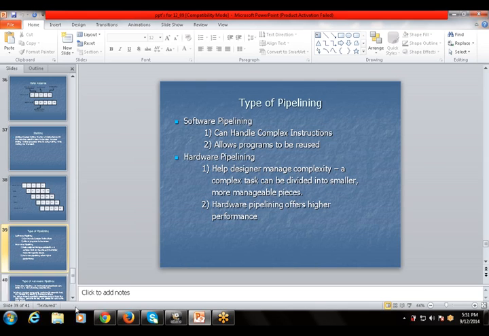Now, if you have any doubts, then please text your doubt. And in the next class, we will discuss pipeline implementation, that is, how the pipeline will be implemented.